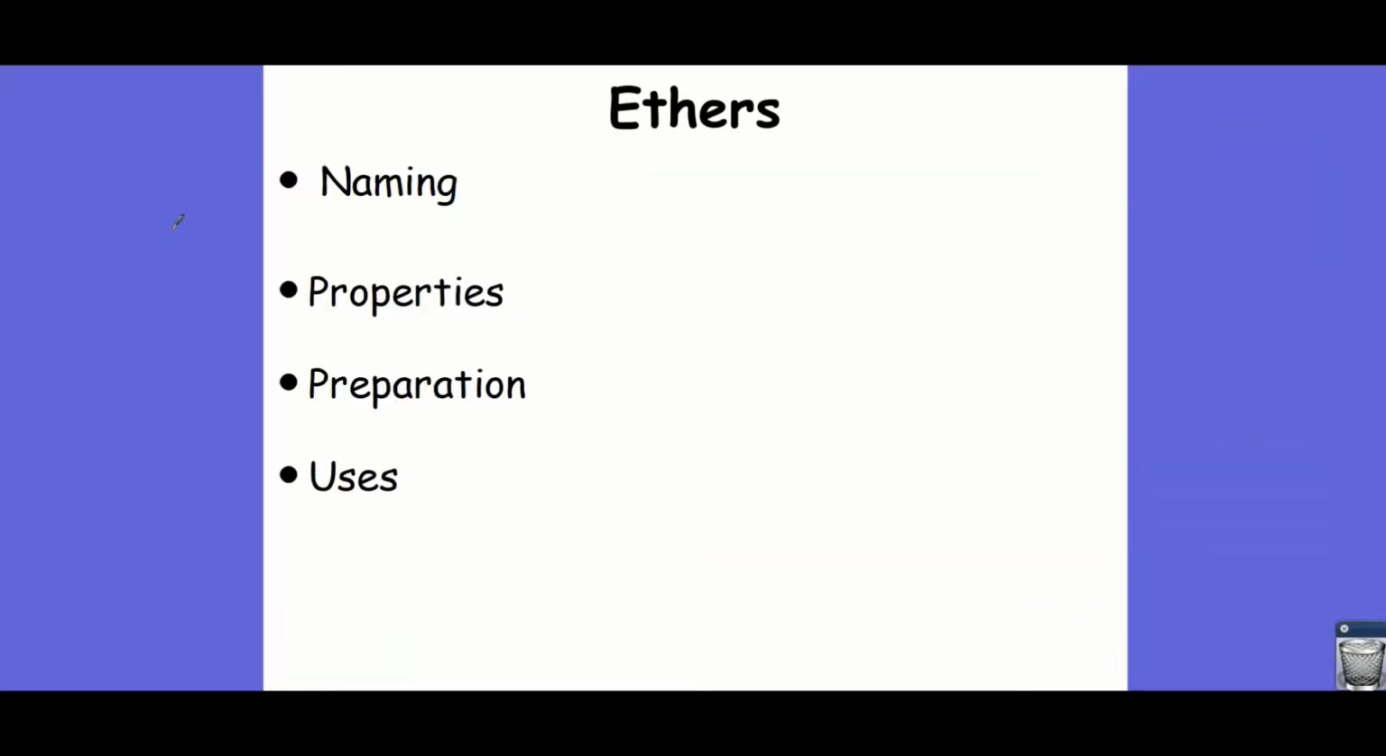Right, so the final class of compounds we're going to look at this week are ethers. Ethers are most commonly used as organic solvents. We use them because they're polar, but not too polar. They're good at dissolving most organic substances, and they are not very reactive. So we're going to have a quick look this week at how to name ethers, some of their properties, how we prepare them, and their uses.